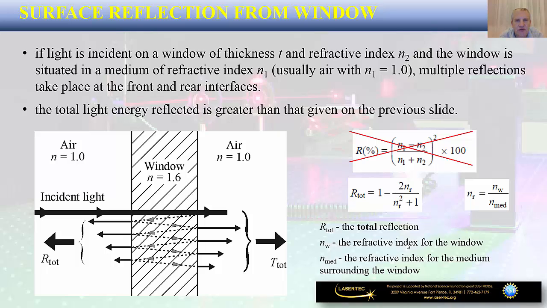How are these multiple reflections established? Let's look at the incident light beam. This incident light beam is going to hit the first boundary, and there's going to be a first single reflection that we calculated in the previous case to be equal to 4% in the case of glass with an index of refraction equal to 1.5.